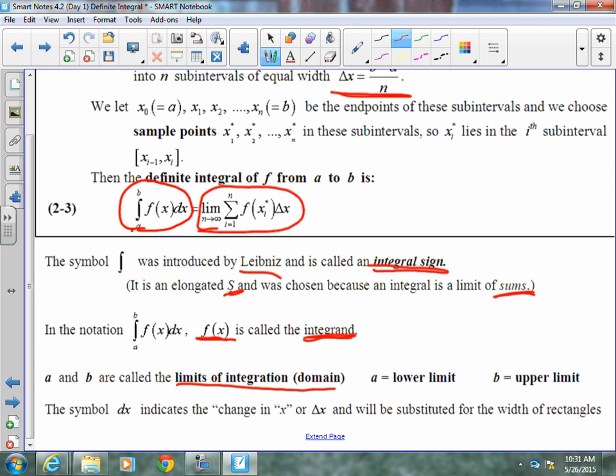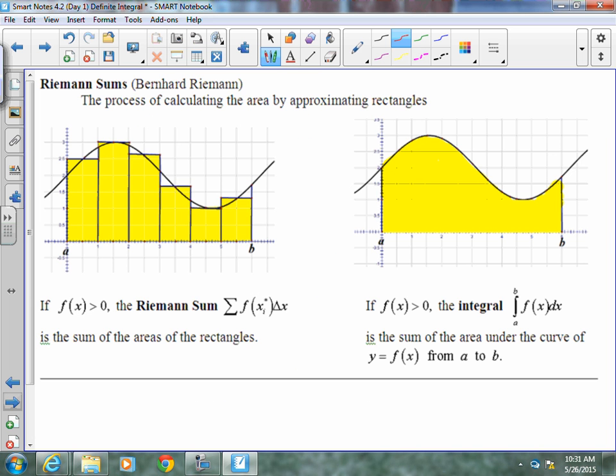The symbol dx indicates the change in x, and will be substituted for the width of the rectangles. On an integral, the width is so small we represent it with a dx, but we don't actually have to put a value there. We'll talk about it more in the next few lessons.